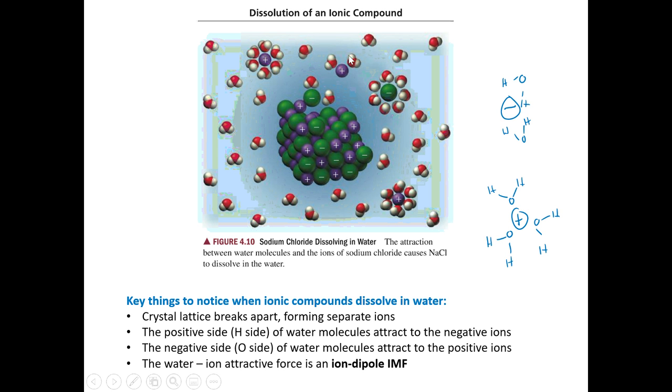And this is what enables ionic compounds to conduct electricity when dissolved in water: they break apart and form ions. So there are charged particles moving around, and that's what allows electricity to flow.